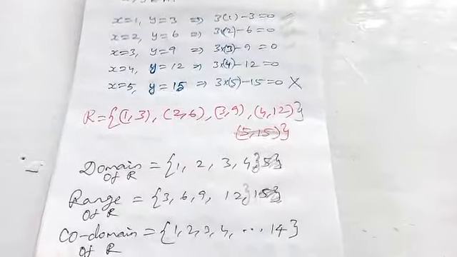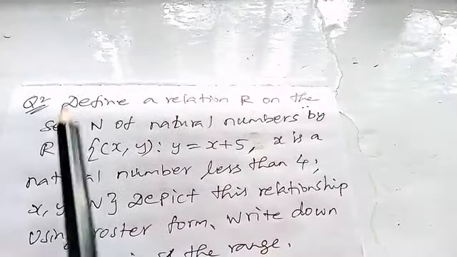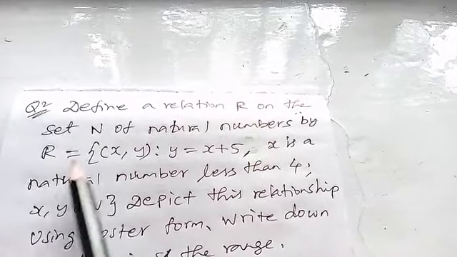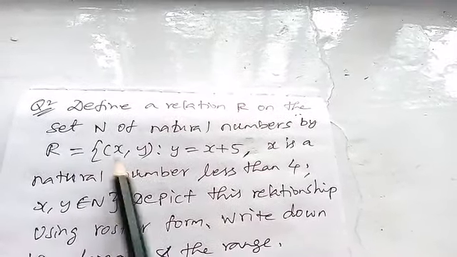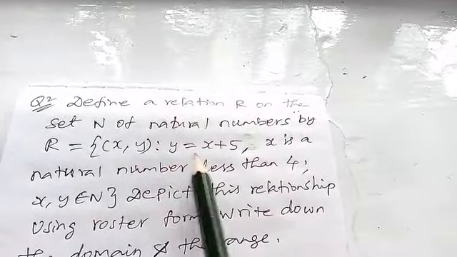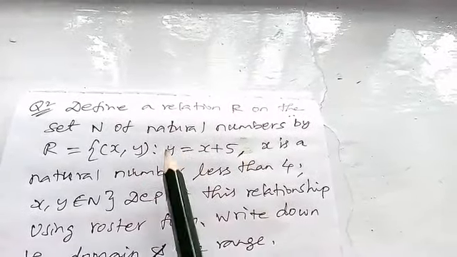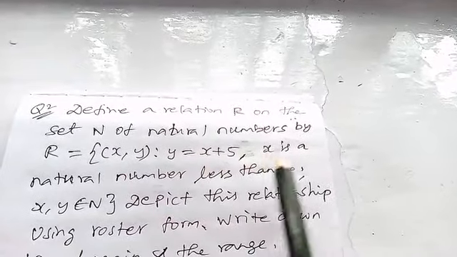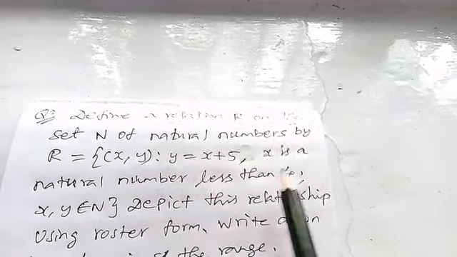Let's go to next sum. Question number 2. Define R on the set N of natural numbers by R equal to x comma y, the ordered pairs such that y equal to x plus 5. Y value must be x added with 5. So x is a natural number less than 4.